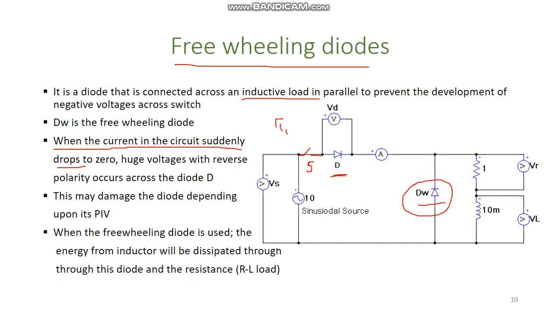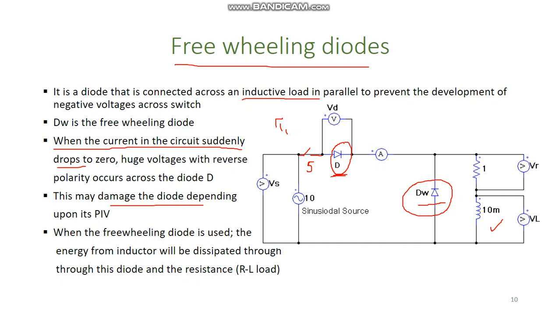This is because we have an inductor in our circuit, and this inductor does not allow the change of current to happen very suddenly. It will always oppose the change of current. So what are the issues associated with the development of these high reverse polarity voltages? The issue is that they may damage the diode, depending upon the peak inverse value of this diode D.